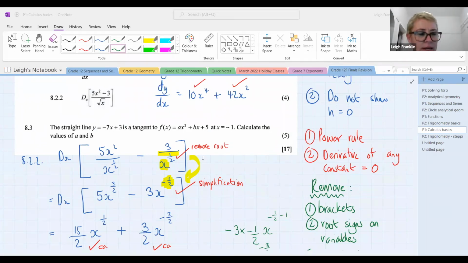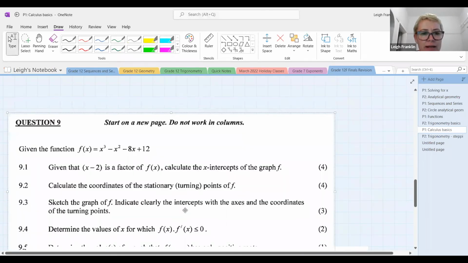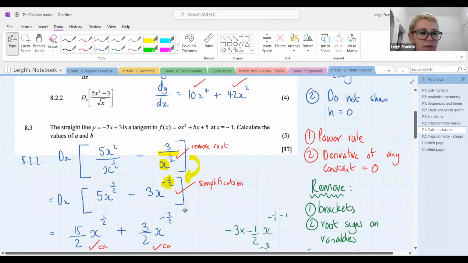All right, let's crack on if there aren't any other questions, and let's talk about question 8.3, which is a fairly sort of common question in calculus. We don't know if they're going to ask something like this at the end of the year, but being able to solve simultaneously is so, so very important. So even if for nothing else, if we just talk about solving simultaneously, it really is worth our while. Okay, so let's just have a look at question 8.3.